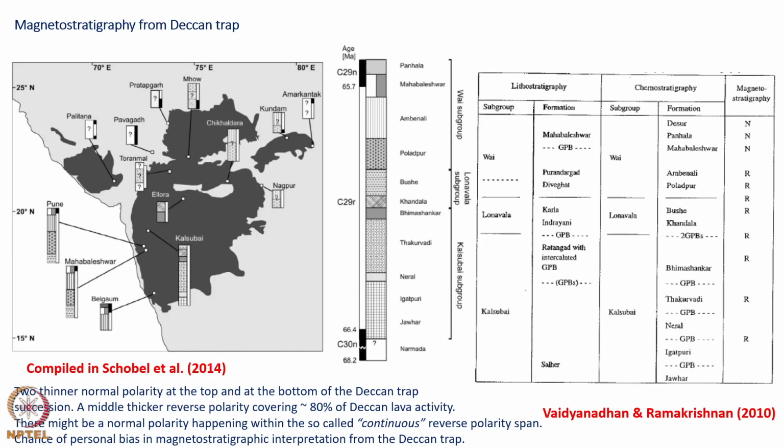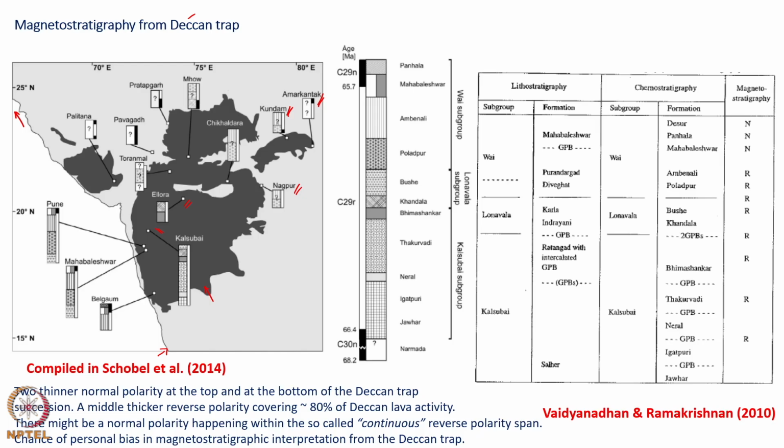We will see the magnetostratigraphy from the Deccan Trap rocks. We are looking at a part of the India map. Some of the important locations: Nagpur, Kundam, Amarkantak, Ellora, Kalsubai. The presence of Deccan Trap is shown by the shaded region. There is also exposure of Deccan Trap outside the map in this direction. If one goes there, one finds the Saurashtra region where a significant amount of Deccan Trap is exposed.